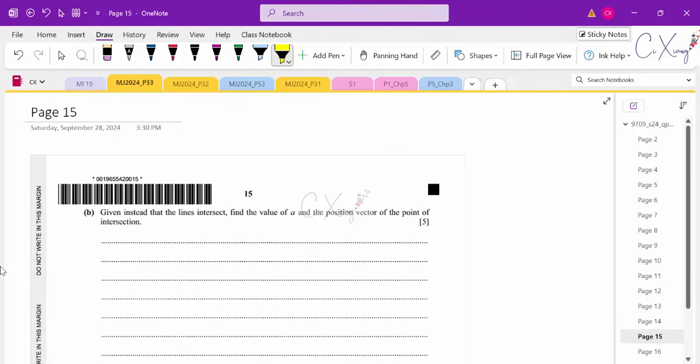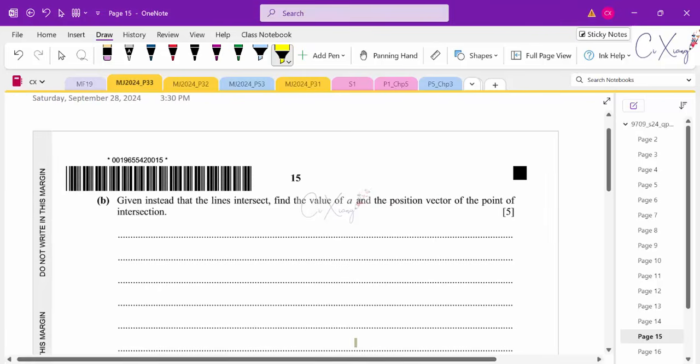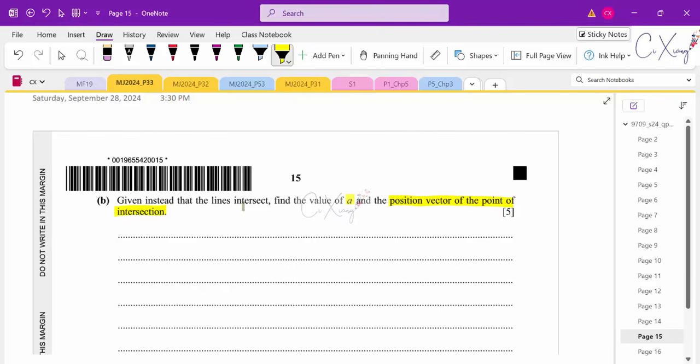Okay, so for part number B, now they tell us that given that the lines intersect, find the value of a and also the position vector of point of intersection. Okay, so the lines intersect. When the lines intersect with each other and we want to find the intersection point, usually we'll equate equation number 1 to equation number 2 and then we solve them.